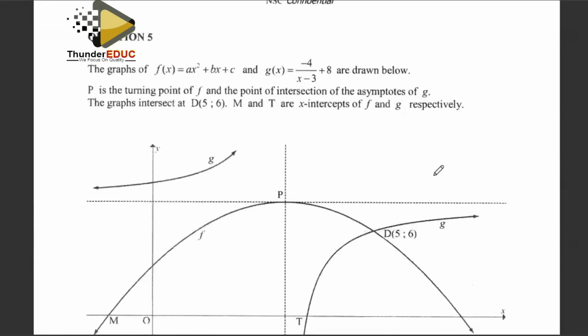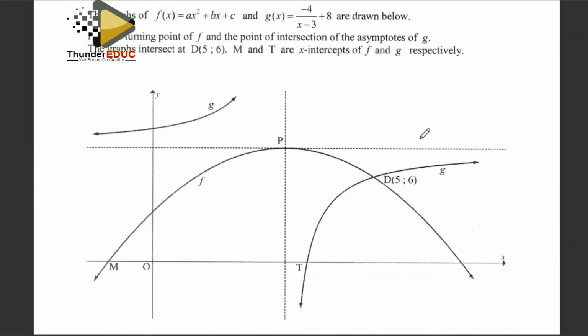All right, question number 5. They're telling us that the graphs of f of x, we know that f of x is a parabola, and g of x, which is a hyperbola, are drawn. P is a turning point of f and a point of intersection of the asymptotes of g. The graphs intersect at this point, perfect. M and T are the x-intercepts of f and g respectively.